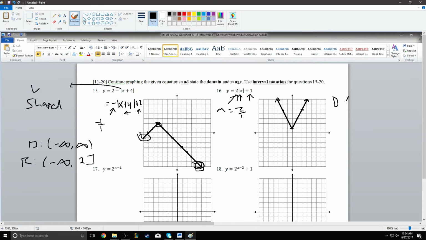Again, domain, negative infinity to infinity. Okay, left arrow, right arrow. That means there's your infinities. Your range, remember it's lowest point, tallest point. Lowest point goes first. Your lowest point is right here at negative 1. Tallest points are arrows, so that means you put infinity.